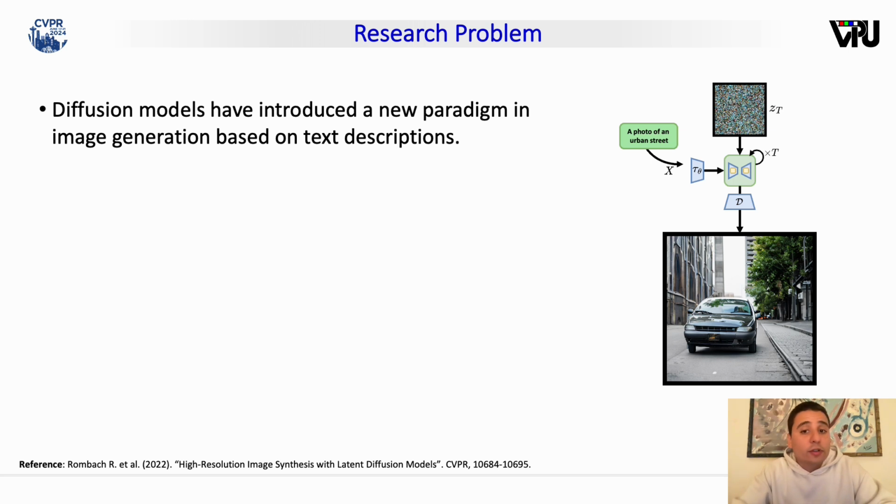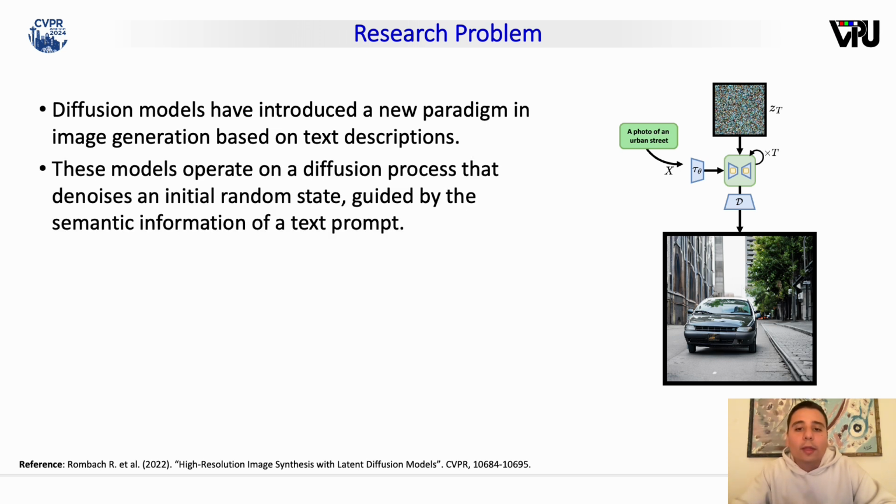The introduction of diffusion models has changed the paradigm of how we generate synthetic images using text descriptions, opening up new possibilities for using this data in downstream tasks in deep learning. These models operate using a diffusion process that denoises an initial random state until it synthesizes a final image. During this process, the semantic information from the text description is incorporated to guide the denoising.